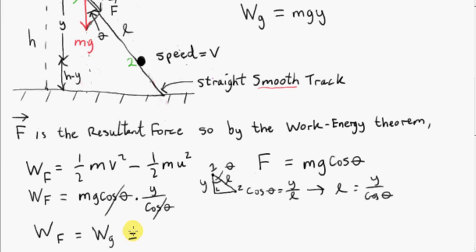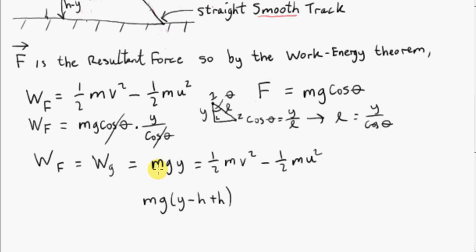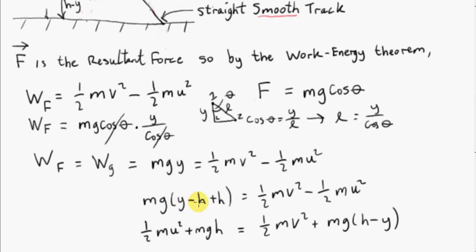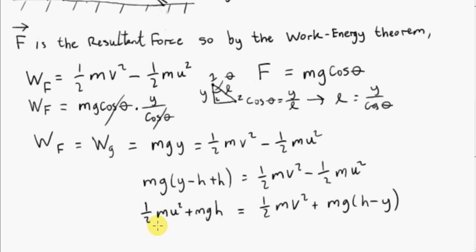Anyway, we get mgy, and that's equal to the change in kinetic energy, half mv squared minus half mu squared. Now this line here should be familiar because we know that from this line we derived conservation of energy. Remember, we replaced y with y minus h plus h. Okay, we did some rearranging, so I'm just repeating what we did before when we derived conservation of energy. And we saw that the total energy at point 1 is equal to the total energy at point 2.